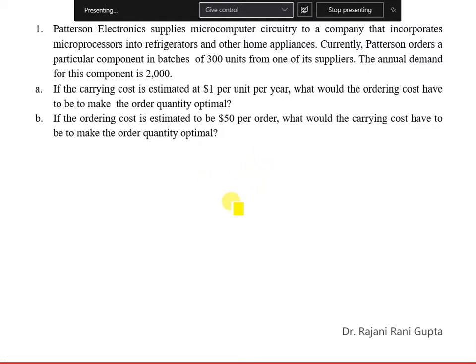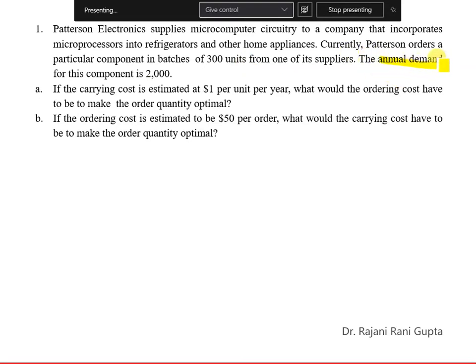Okay, let's read it. What is given? Patterson Electronics supply microcomputer circuitry to a company that incorporates microprocessors into refrigerators and other home appliances. Currently, Patterson orders a particular component in batches of 300 units from one of its suppliers. The annual demand for this component is 2000.